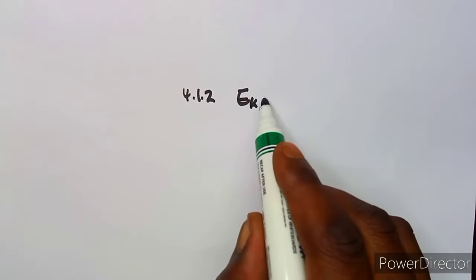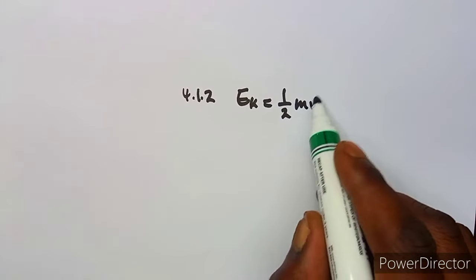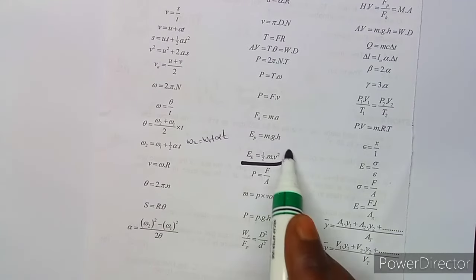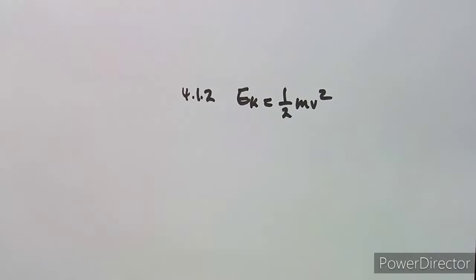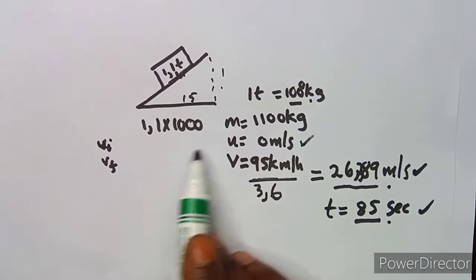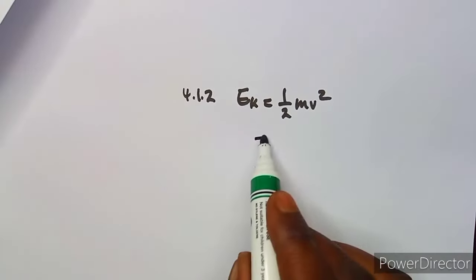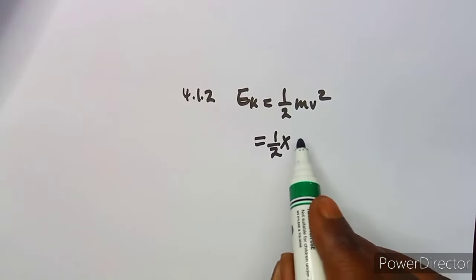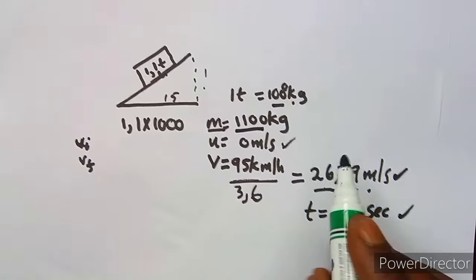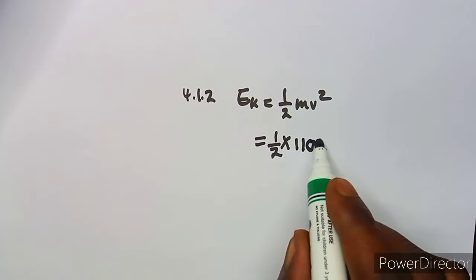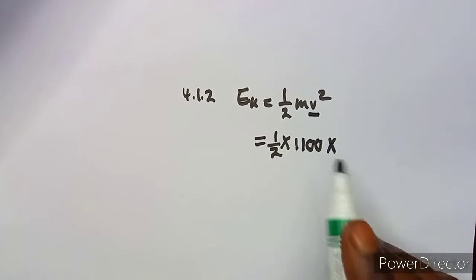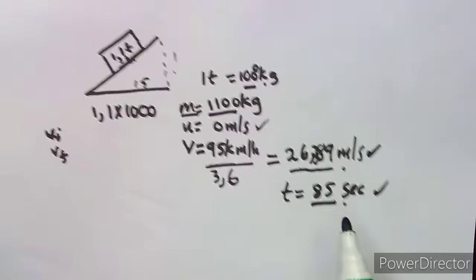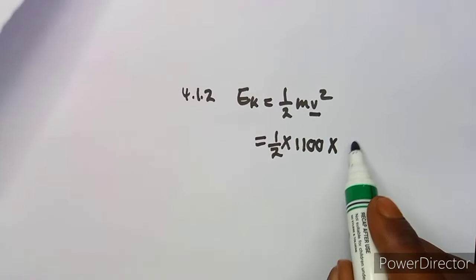The kinetic energy, we know, is equivalent to half mv squared. These formulas you have on your formula sheet. This is your kinetic energy. With this formula, let us substitute the information, guys. The mass is there, so we have half mv squared, which is half of the mass of 1,100 multiplied by v squared. This v is the final velocity, which is 26,389.